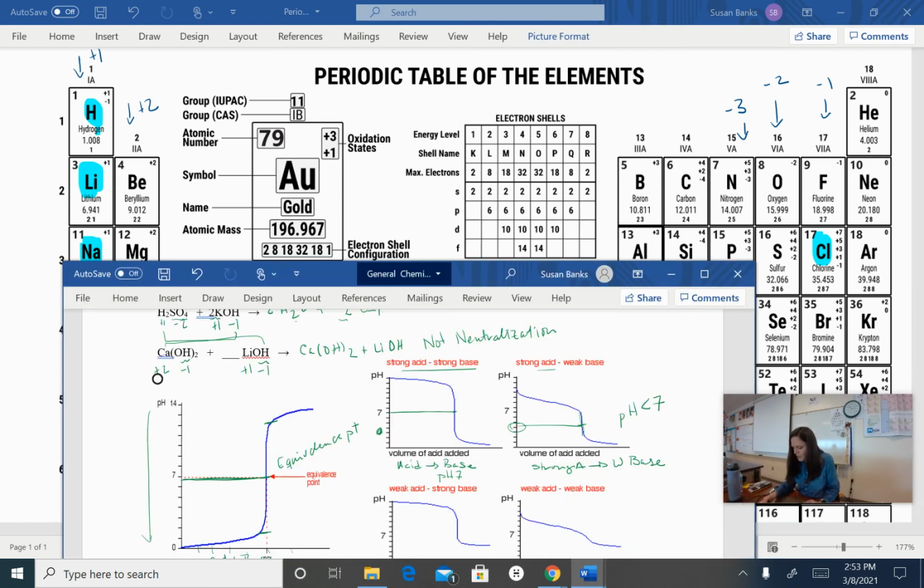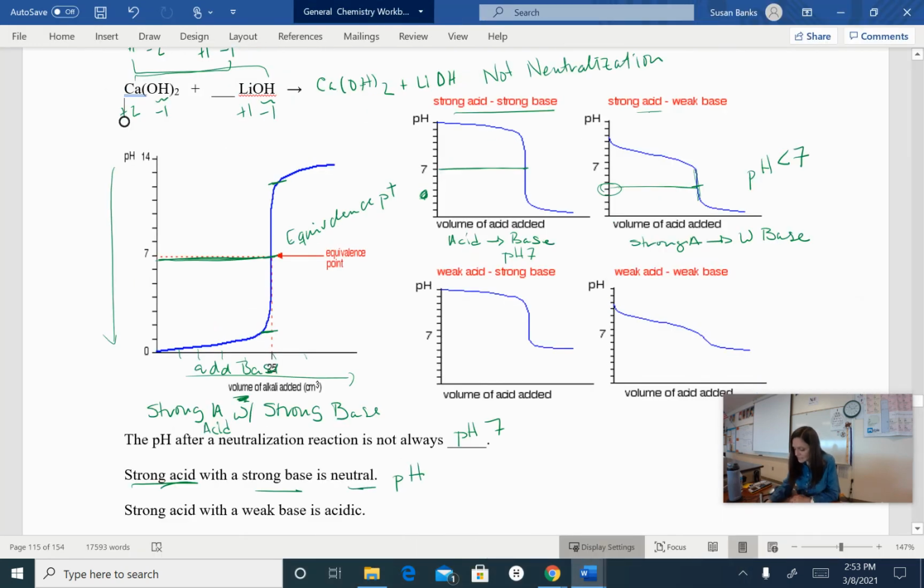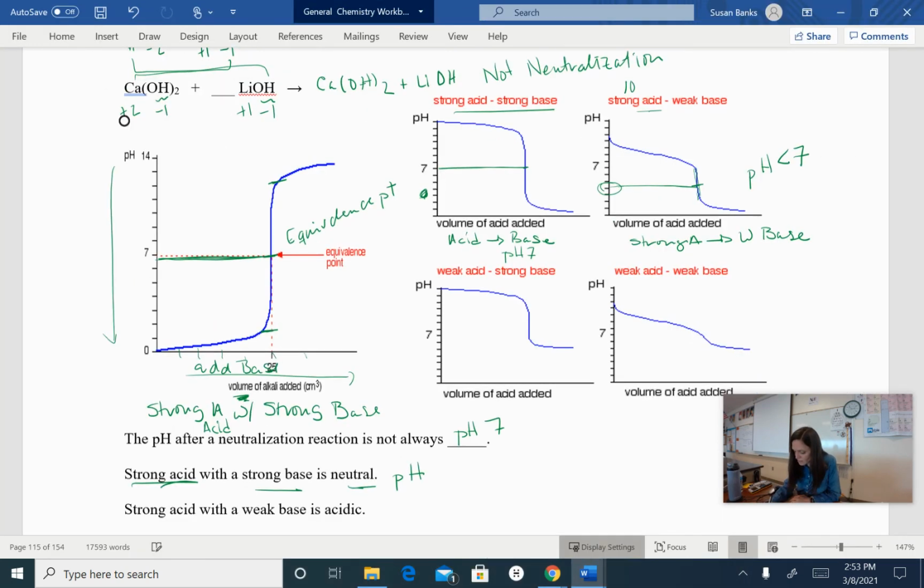Okay, so this acid will dissociate 100%. This stays together and doesn't dissociate that much. So we're going to have a whole lot of extra hydrogens around in that solution. That's why we get an equivalence point that's actually in the acidic range.